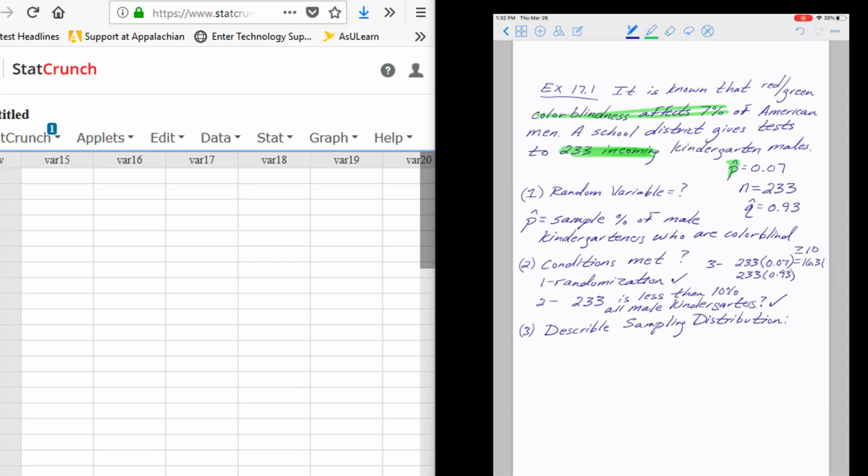I mean, if you want to go ahead and multiply the other, let me see what I get. I'm getting 216.69. So both of them definitely pass. Okay, good. Conditions are met. Check.